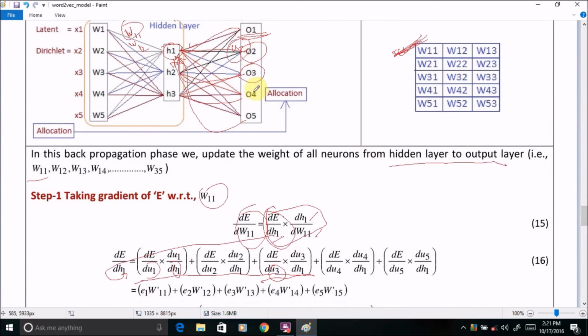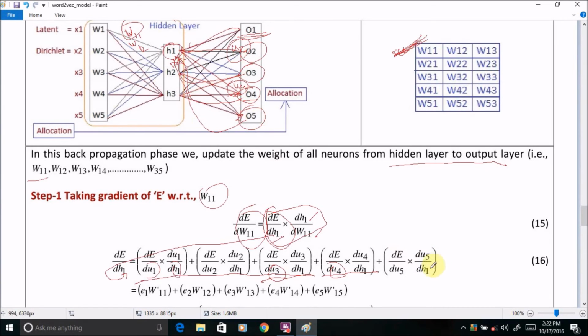Now the next error, which propagates through the output layer node O4, can be calculated by this expression, the derivation of E with respect to U4 into the derivation of U4 with respect to H1, where U4 is the net association function at O4. Plus the error which propagates through output node O5, which is equal to the derivation of E with respect to U5, the net input at O5, into the derivation of U5 with respect to H1.